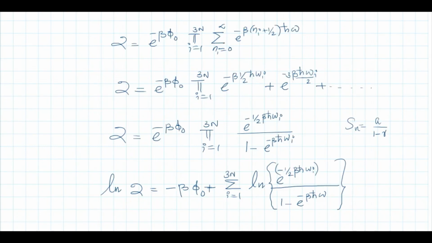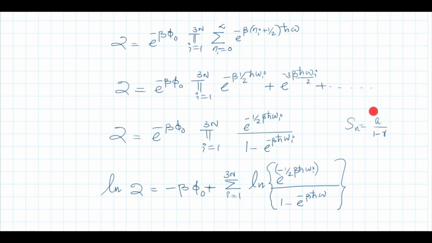So we can write it as e raised to minus beta phi naught pi i equal to 1 to 3n sigma ni equal to 0 to infinity e raised to minus beta ni plus half h cut omega. When you put ni equal to 0, you will get e raised to minus beta half h cut omega i. When I put ni equal to 1, you will get e raised to minus 3 by 2 beta h cut omega i, plus etc. This is actually the sum to infinity of a geometric progression with the first term e raised to minus beta half h cut omega i and common ratio e raised to minus beta h cut omega i.